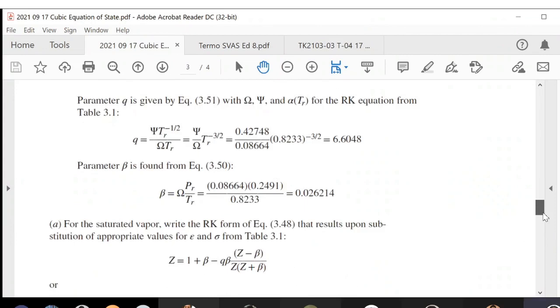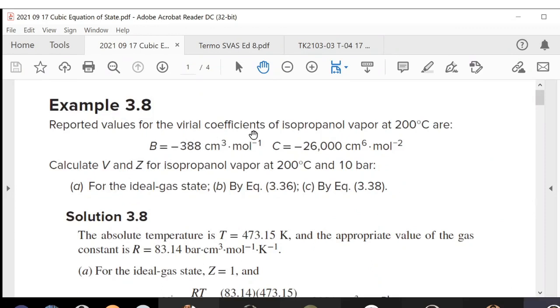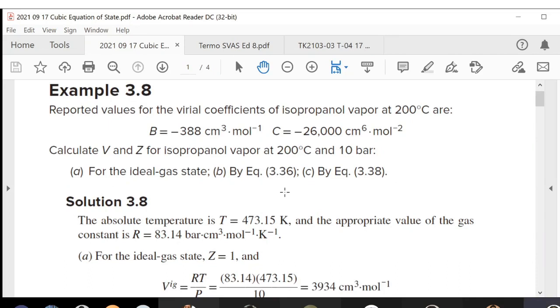I will go to one example of the virial. It is similar. We have isopropanol vapor at 200 Celsius. We need to calculate at 10 bars what is the volume. So PVT, this is the P pressure, this is the T temperature, we need to calculate the V using the ideal gas, using the virial coefficient. Later we will go to this virial coefficient, virial equation.